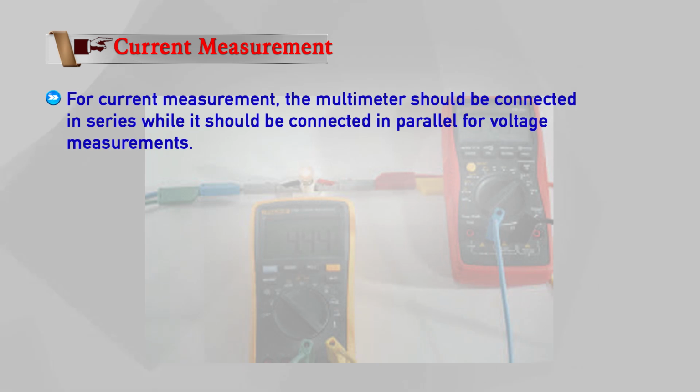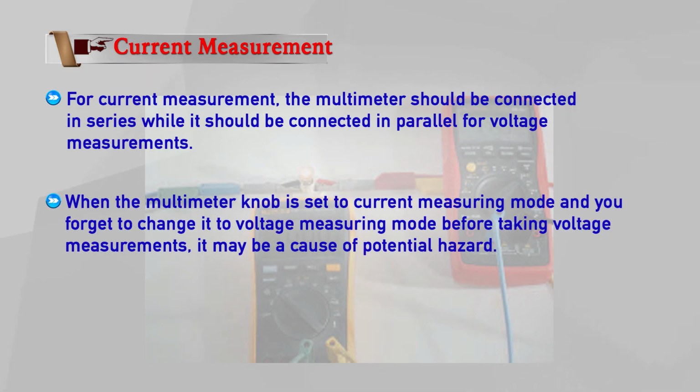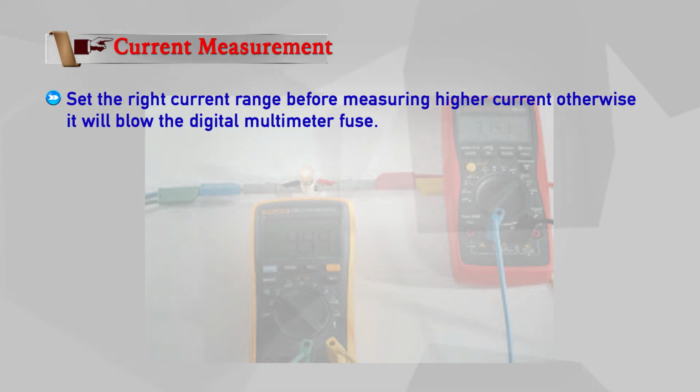For current measurement, the multimeter should be connected in series while it should be connected in parallel for voltage measurement. When the multimeter knob is set to current measuring mode, if you forget to change it to voltage measuring mode before taking a voltage measurement, it may be a cause of potential hazard. Set the right current range before measuring higher current, otherwise it will blow the digital multimeter fuse.